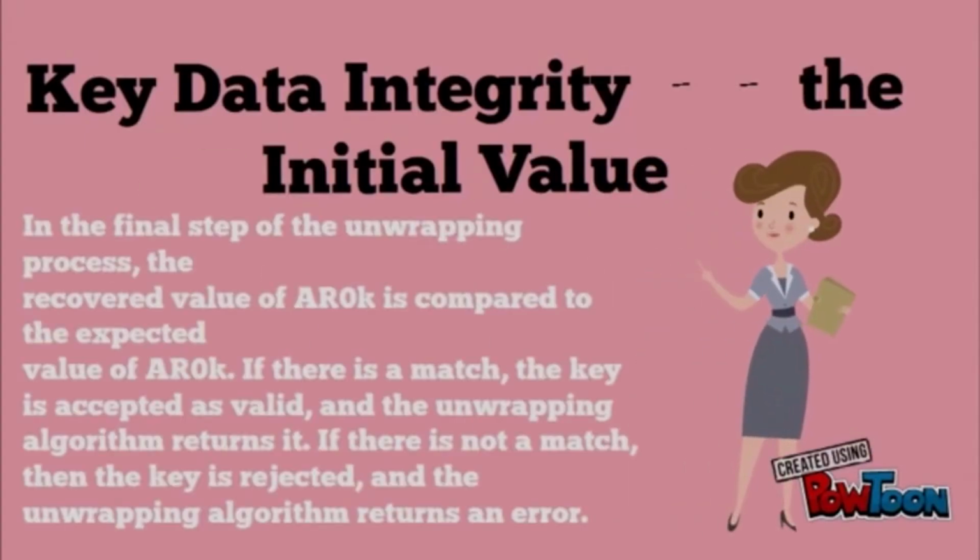Key data integrity and the initial value. In the final step of the unwrapping process, the recovered value of A is compared to the expected value of A. If there is a match, the key is accepted as valid and the unwrapping algorithm returns it. If there is not a match, then the key is rejected and the unwrapping algorithm returns an error.